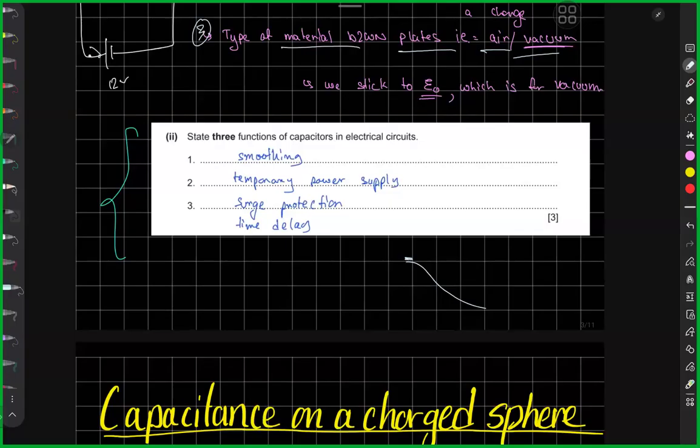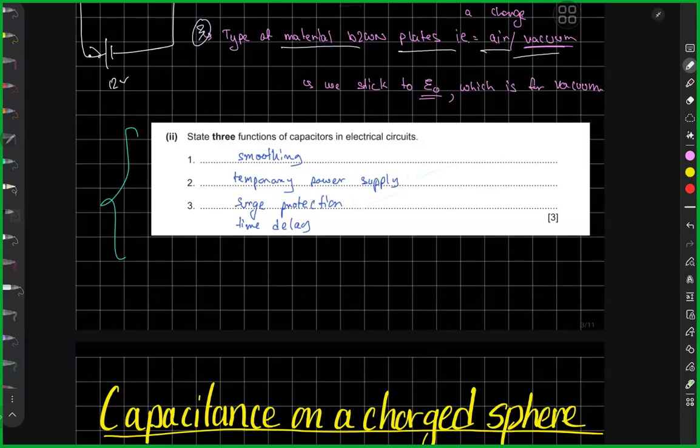So it discharges, right? The energy discharges. Whatever stored energy there is, it decreases with time. So basically, whatever appliance is working, it comes to a slow stop. Fair? So now there's smoothing, there's temporary power supply, there's surge protection.